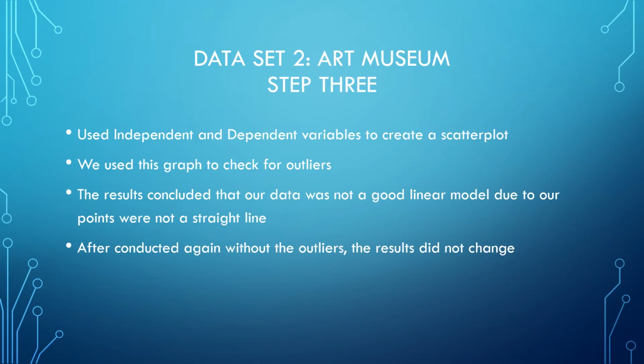For step 3, we chose to create a scatter plot using the independent and dependent values of our data. We decided to use a scatter plot to test the shape of our data and find if we have any outliers. We found our data to not be a straight line and contains outliers. We chose to run a second test of the scatter plot, but this time removed the outliers to see if there was a change in our plot, and there wasn't.